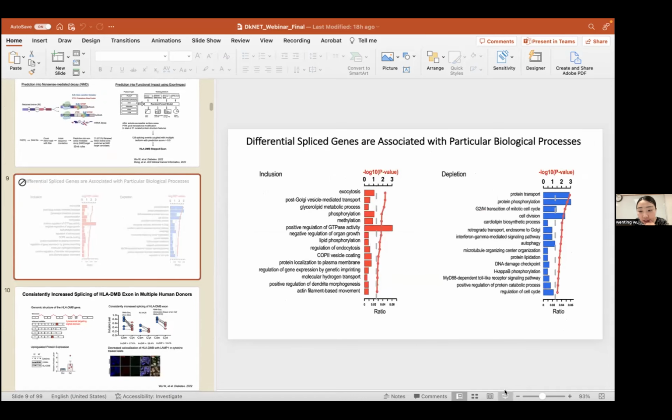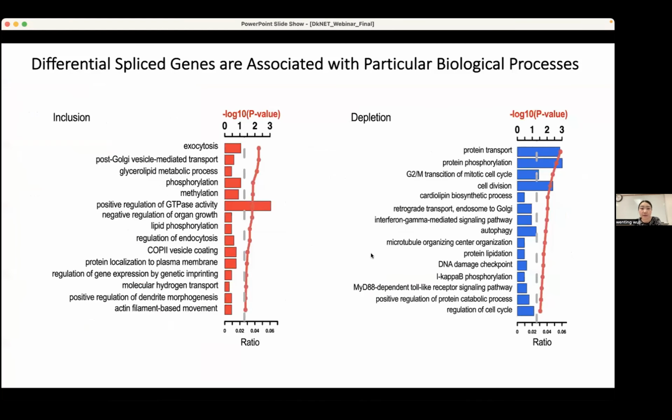Oh, here. This is the functional pathway analysis that we have done combining all those different splicing events by whether it's exon inclusion or exon depletion, the two directions of splicing. You can see the GOBP terms enriched for those two directions. For exon inclusion, it's more enriched for exocytosis, Golgi-mediated transport and phosphorylation functions.